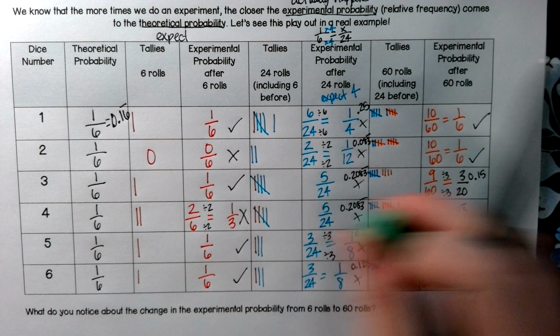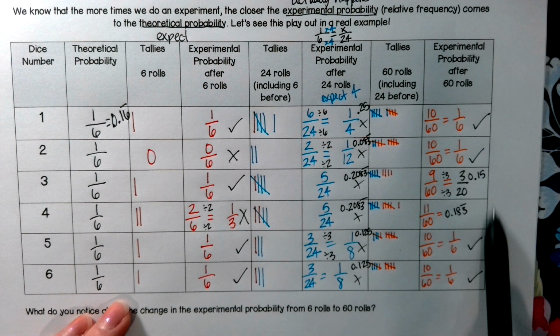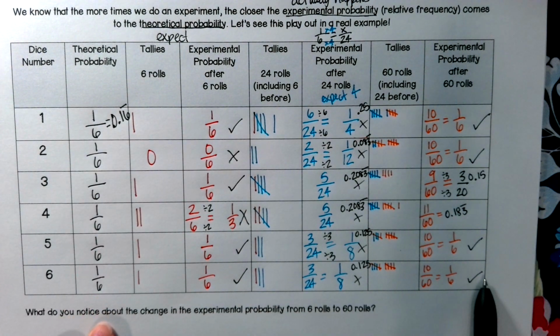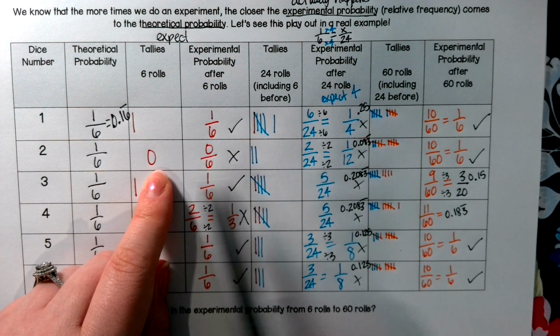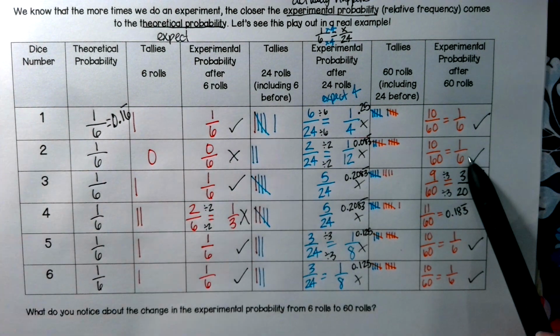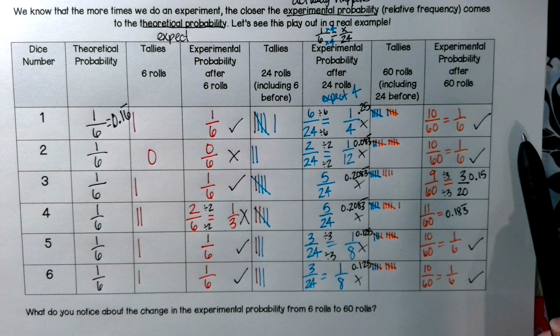So as we saw here, the more we did our experiment, the closer our experimental probability came to the theoretical probability. If you look at this, it's crazy. 2 had 0 rolls, then 2 rolls, and then it caught up and matched everybody else. That's crazy, but that's what we see when we do experimental probability.